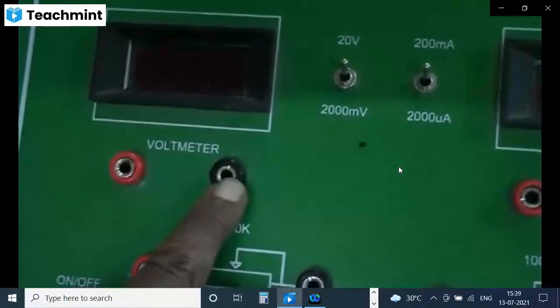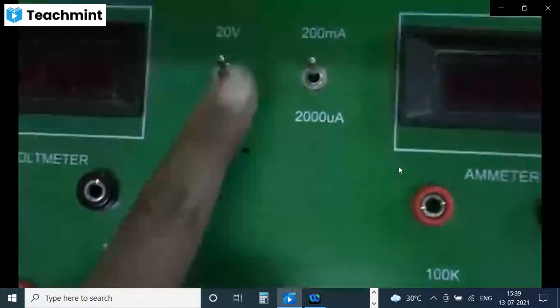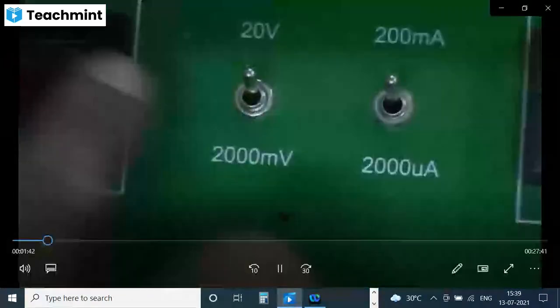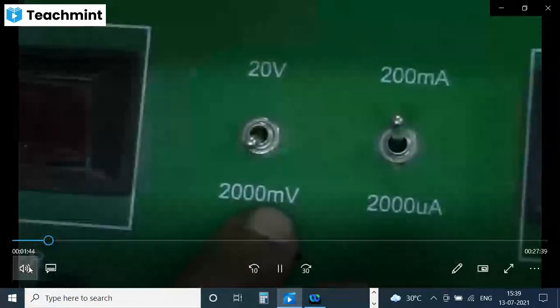This is the voltmeter negative terminal. If the voltage is very small, you can place the switch in the millivolts range. If the voltage is high, place it in volts.